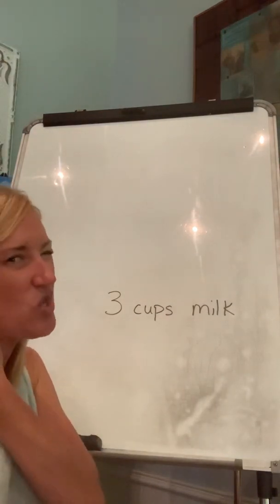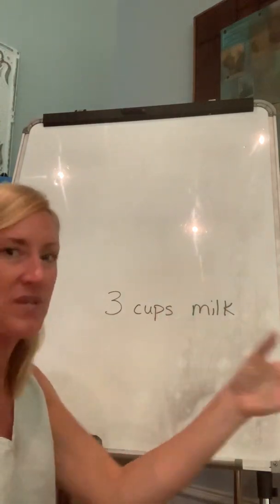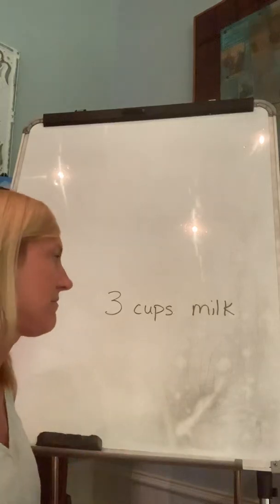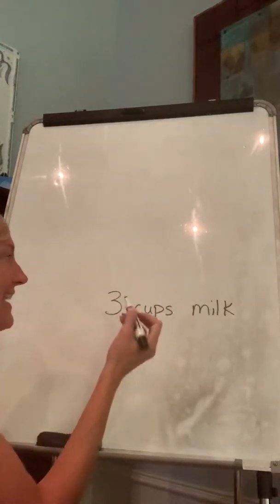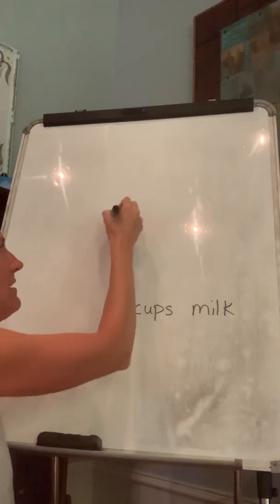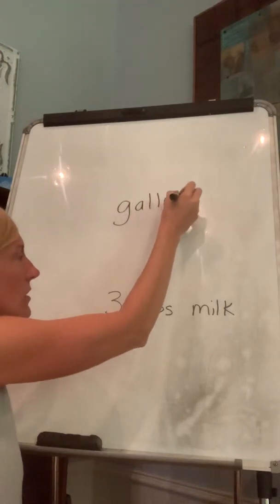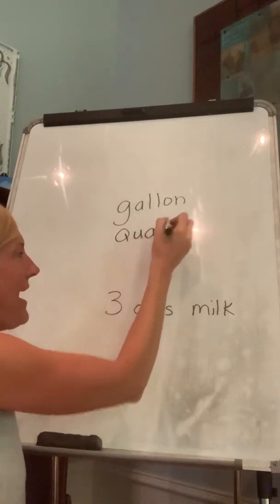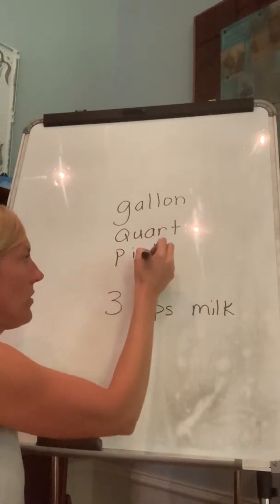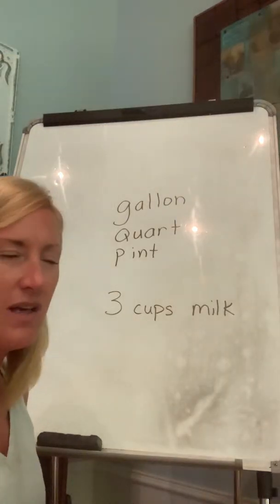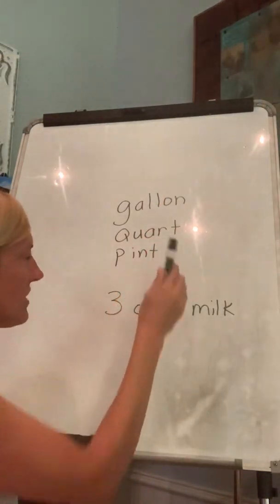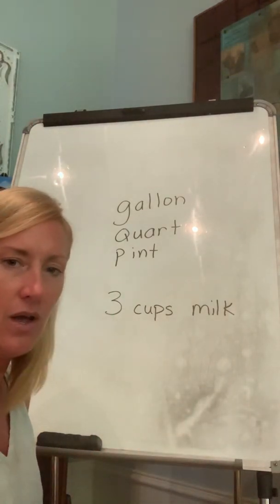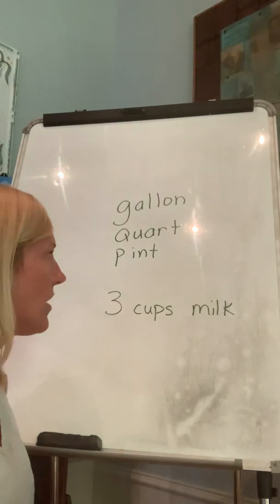So if you went to the store and you wanted to pick up some milk, well, they don't just sell the milk in 3 cups. When you go to the store, they're going to have a gallon. Here are your choices. You can buy a gallon of milk, you can buy a quart of milk, or you could buy a pint of milk. Those are the options. Which one of those would make the most sense for you to buy if you only want to use 3 cups of milk? What would you go to the store and buy?